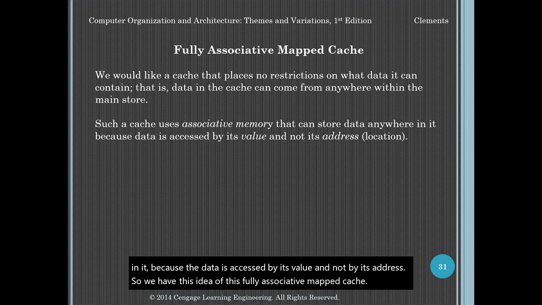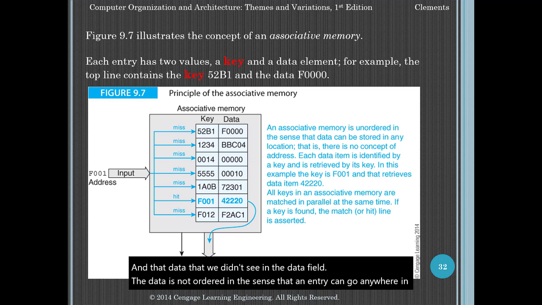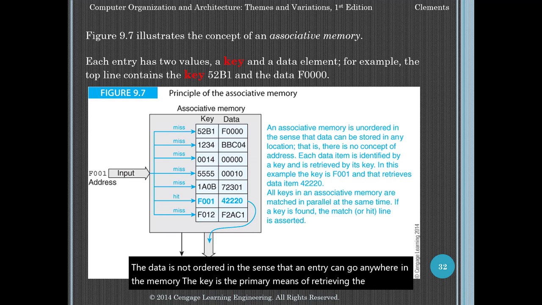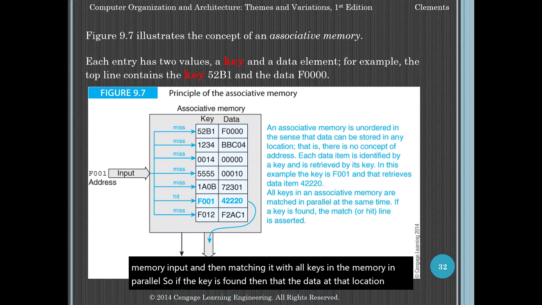Let's take a look at the figure here that illustrates the concept of an associative memory. Each entry has two values: a key and a data element. If you're in software development, maybe you've heard of key-value pairs. This is the exact same principle. The top line here at 52B1 is the first key, and we can see its data in the data field. The data is not ordered, in the sense that an entry can go anywhere in the memory. The key is the primary means of retrieving the data. An associative memory is accessed by applying a key to the memory input and then matching it with all keys in the memory in parallel. If the key is found, then the data at that location associated with that key is retrieved.